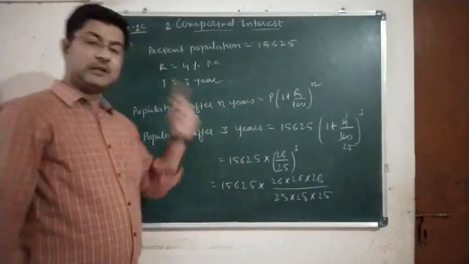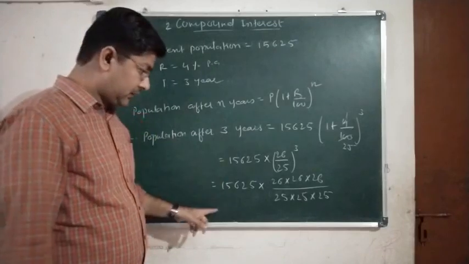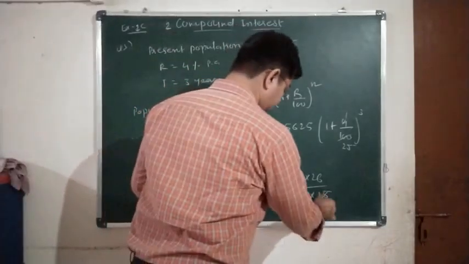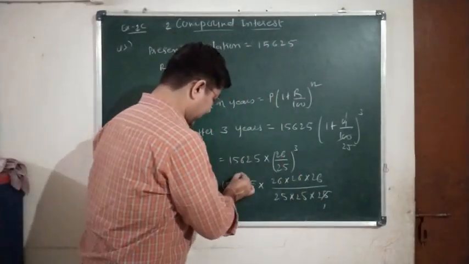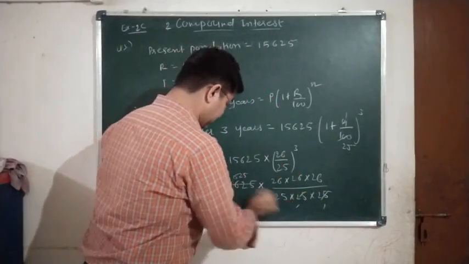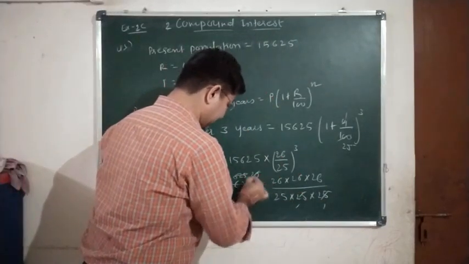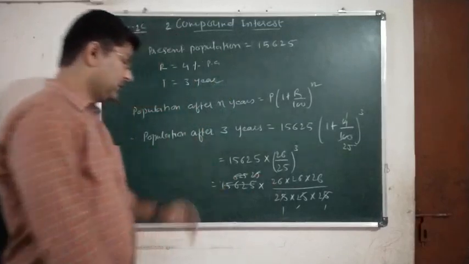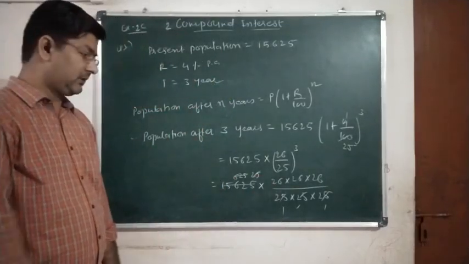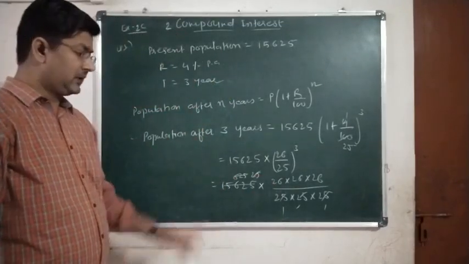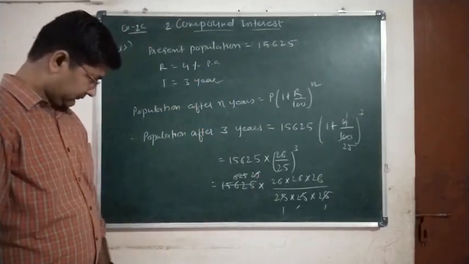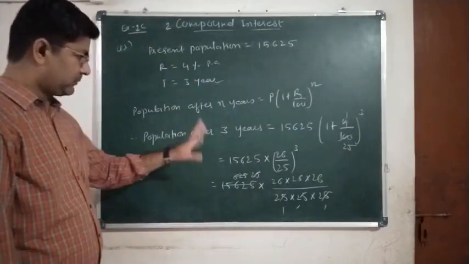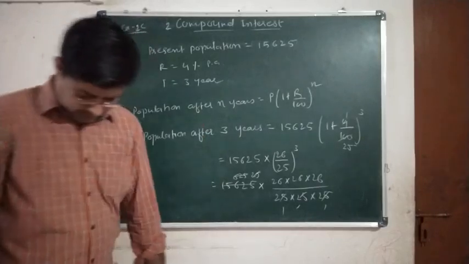We know that 15,625 is the cube of 25. 25 times 25 is 625, and 625 times 25 is 15,625. So finally we will multiply 26 into 26 into 26 to get the population after 3 years. Clear?